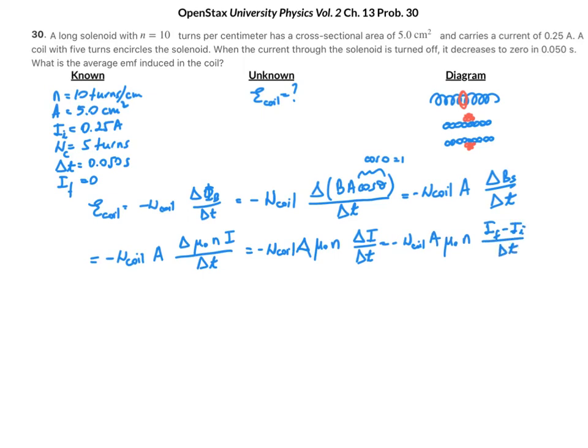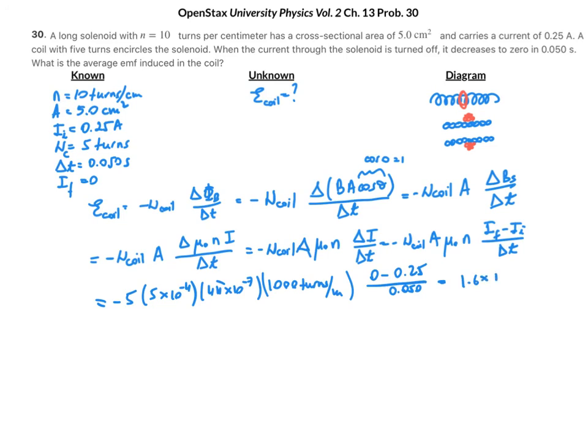So now I have all of these quantities in my knowns. I can plug them in. So it's negative 5 turns in the coil. The area is 5 times 10 to the negative 4th square meters. Mu naught is 4 pi times 10 to the negative 7 tesla meters per amp. Lowercase n is 1000 turns per meter. I final is 0, I initial is 0.25 amps, divided by delta t, which is 0.05, and we get 1.6 times 10 to the negative 5th volts for the induced EMF in the coil.